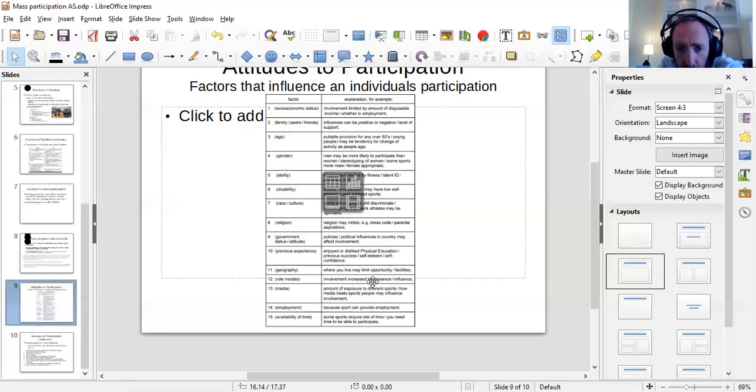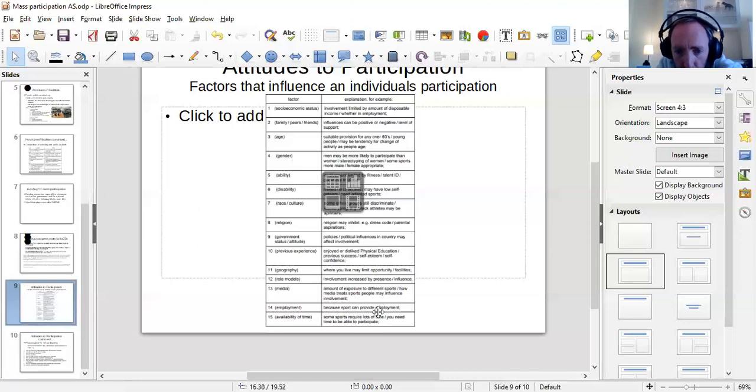Role models, the increased provision of role models, will encourage more people to take part. The media, the amount of exposure in different sports: the media tends to be dominated by the main sports. Football is the dominant sport in the media, and as a result, that gets the most coverage and the most interest. But if there's more coverage of other sports, that generates more interest, and it can make people more likely to want to participate and try it.